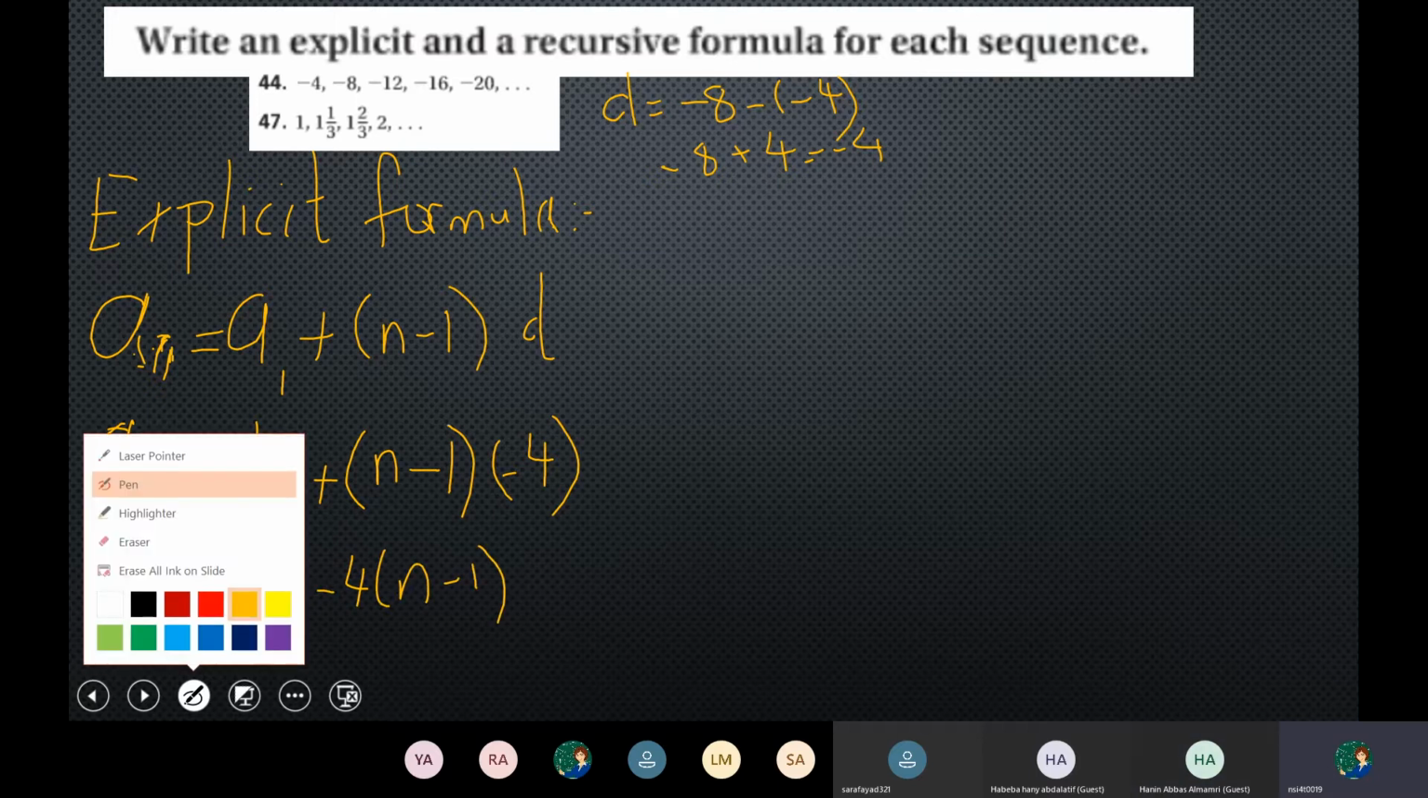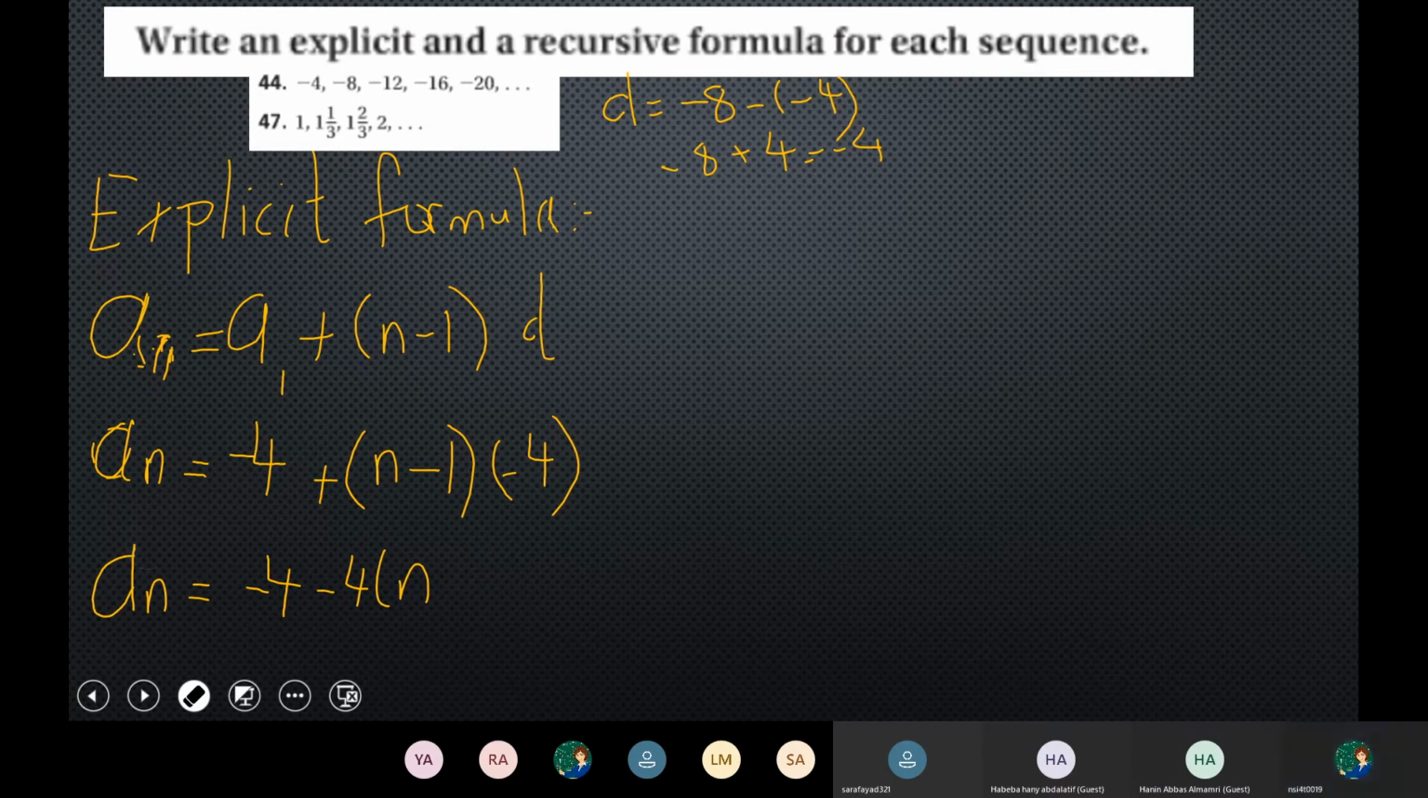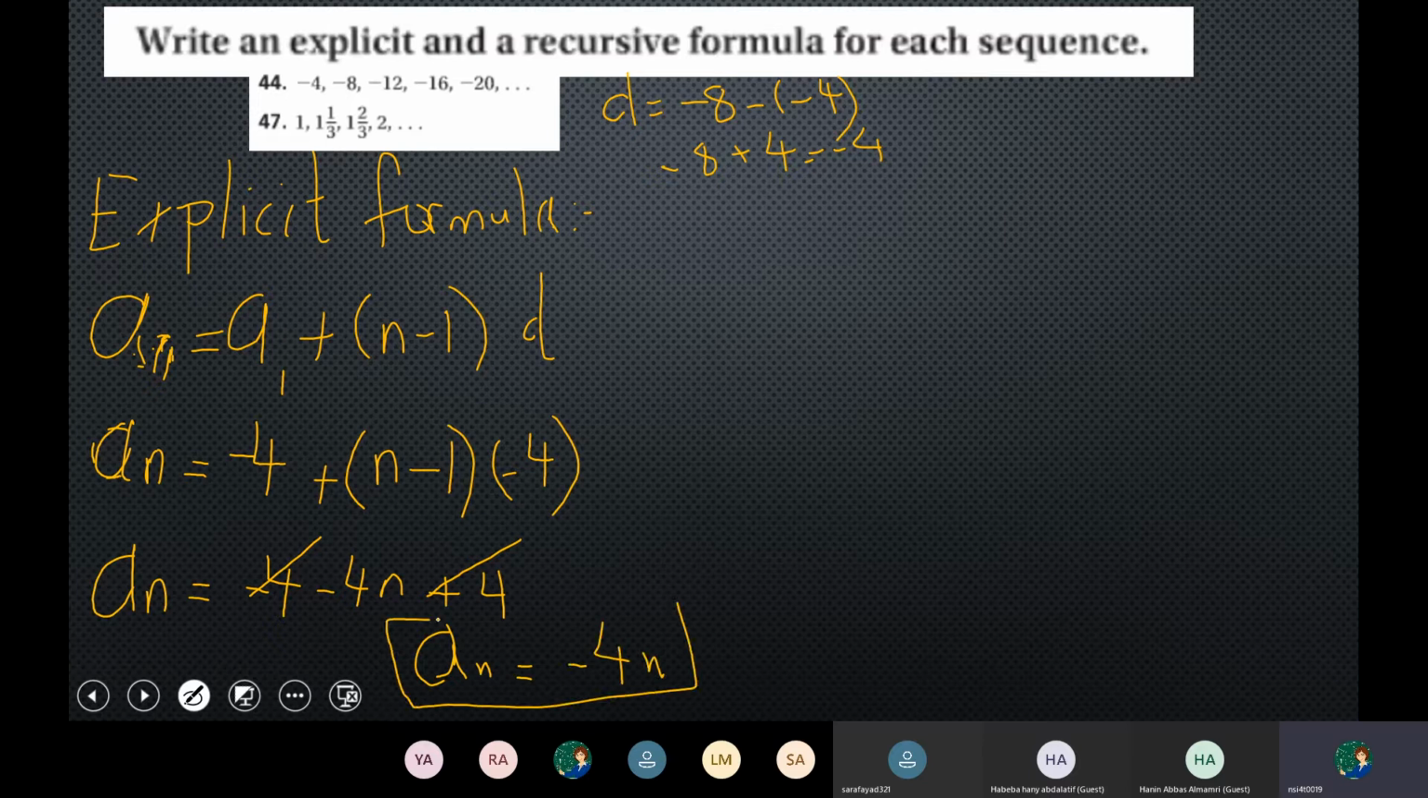Let's simplify it more and more. -4n plus 4. -4 plus 4 cancel each other. So a sub n is -4n. This is now Haneen, she found the explicit formula for the sequence. The explicit formula is a formula that depends on n. As you see here, a sub n is -4 times n.